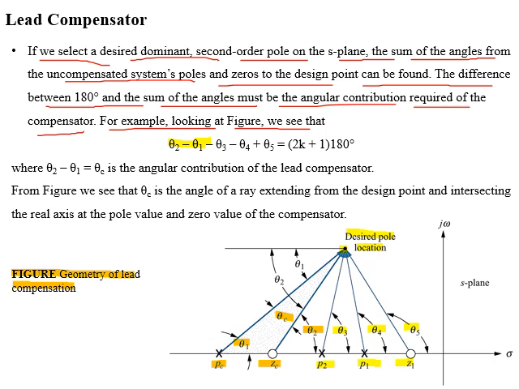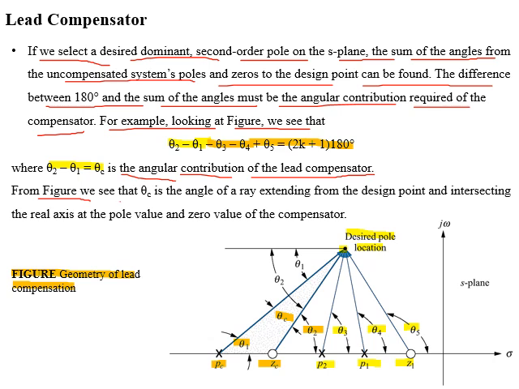Now if our desired point is a part of the root locus, then it must fulfill the angle criterion, which says that the sum of angles of zeros minus the sum of angles of poles must be equal to odd multiples of 180 degrees. Here theta 1 represents the angular contribution of the compensator pole, whereas theta 2 represents the angular contribution of the compensator zero. So their difference, theta 2 minus theta 1, will be equal to the angular contribution of the lead compensator.